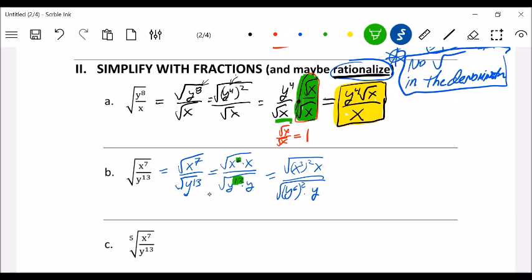Now here, I have a perfect square there and a perfect square here. So I can take those two things out, and I have x cubed square root of x. On the bottom, I have y to the 6th square root of y.